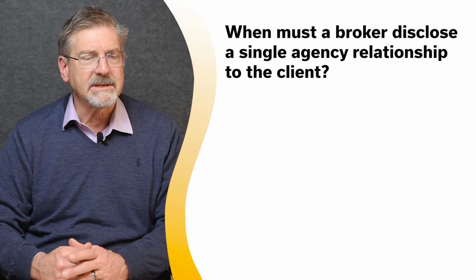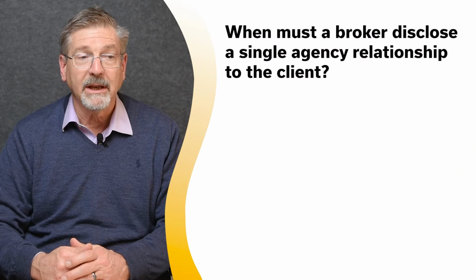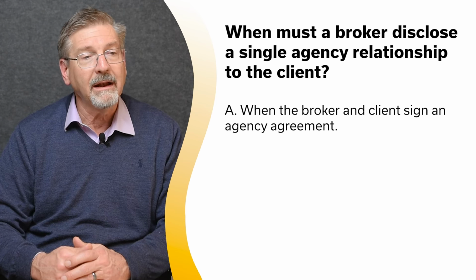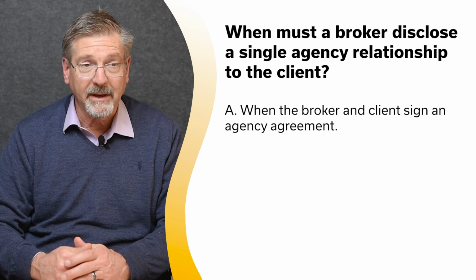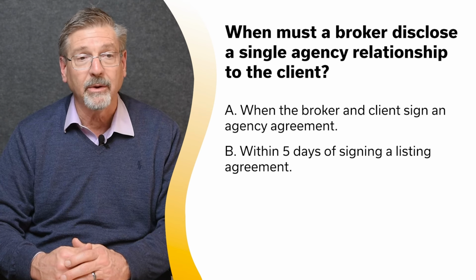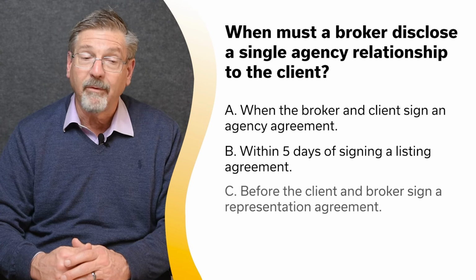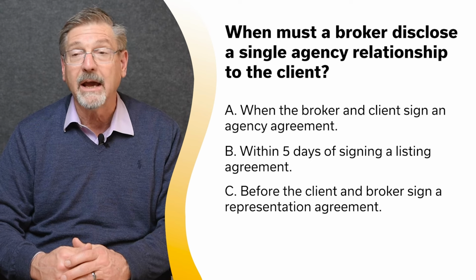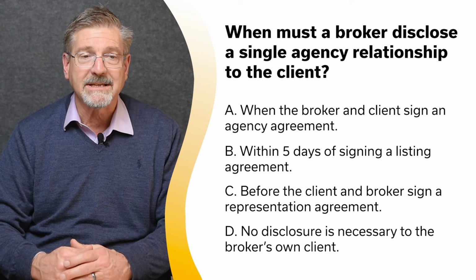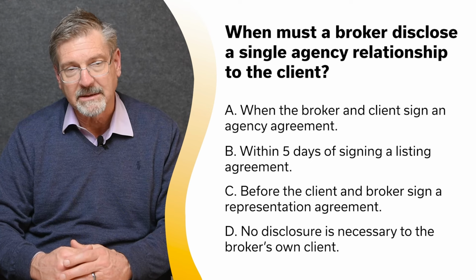When must a broker disclose a single agency relationship to the client? A, when the broker and client sign an agency agreement. B, within 5 days of signing a listing agreement. C, before the client and broker sign a representation agreement. Or D, no disclosure is necessary to the broker's own client.